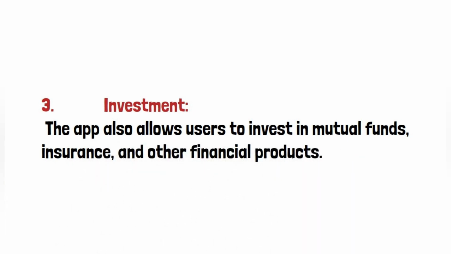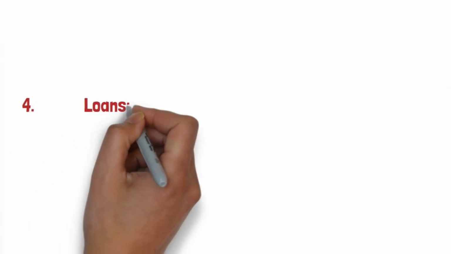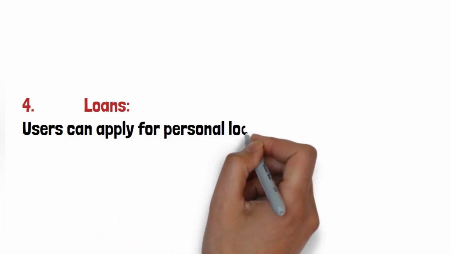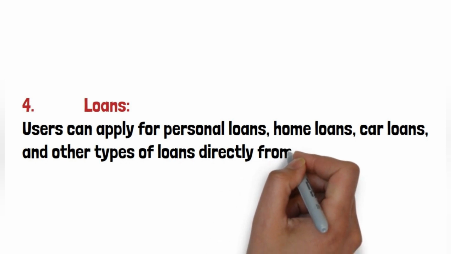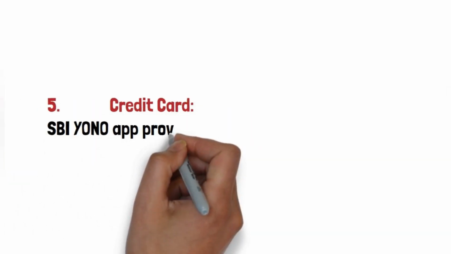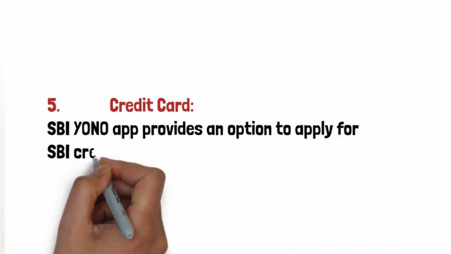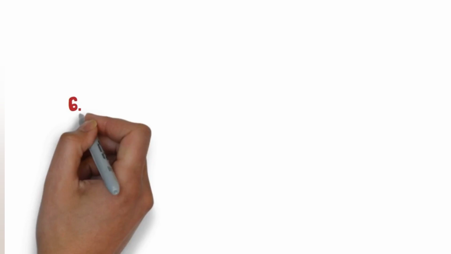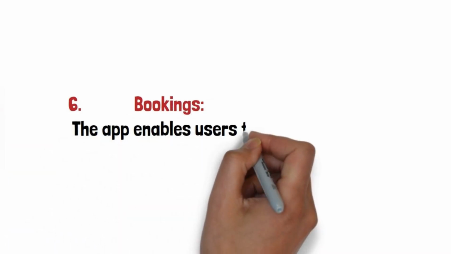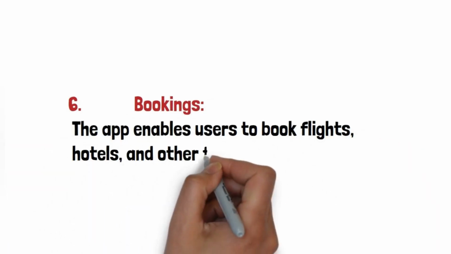4. Loans. Users can apply for personal loans, home loans, car loans, and other types of loans directly from the app. 5. Credit card. SBI yono app provides an option to apply for SBI credit cards and track their credit card usage. 6. Bookings. The app enables users to book flights, hotels, and other travel-related services.